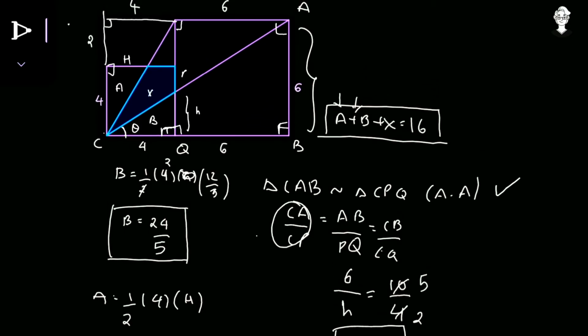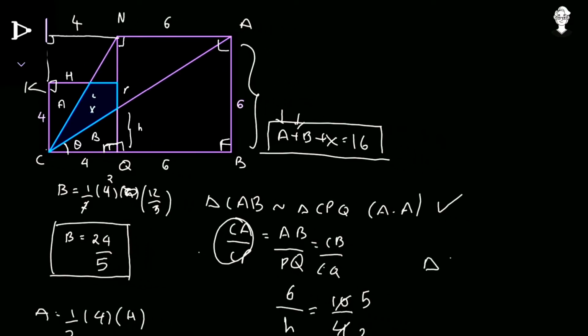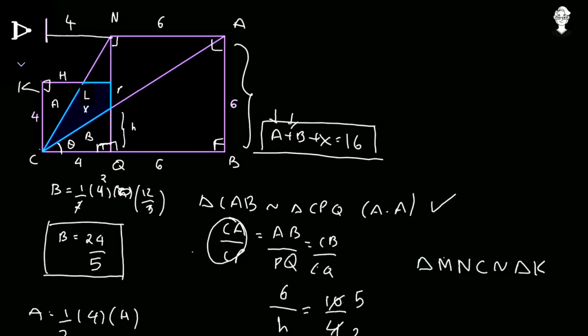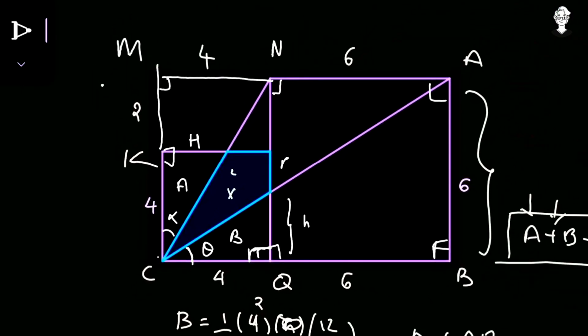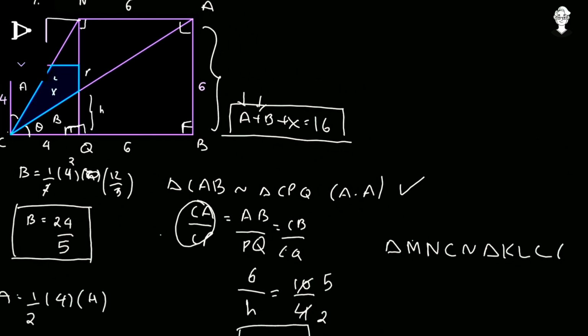Now as we did with these two triangles being similar, we have similar triangles over here also. So I'll label the diagram here. Let this point be M, N, and let these two points be K and L. What we can observe is that triangle MNC is similar to triangle KLC. Again by the same property, let this be angle alpha. Alpha is the common angle between this bigger right angle triangle and the smaller right angle triangle, and they both have a 90 degree in common. So these two triangles are similar by the angle property.